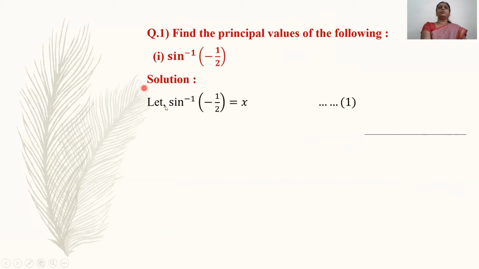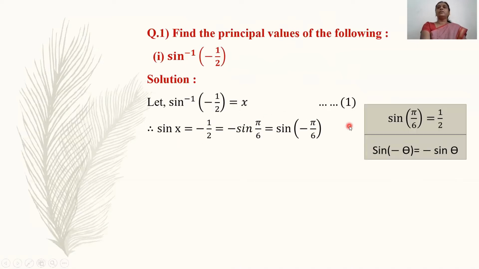Then you write down in the solution, let that function as it is, sine inverse minus half is equal to x, and treat this as equation 1. Now take this sine inverse to the right hand side, you will get sine x is equal to minus half. Now you know that value of sine pi by 6 is half. Value of sine pi by 6, that is value of sine 30. Pi by 6 means 30. Sine 30 is half. Therefore, you write down this minus sign as it is, and for this 1 by 2, you write down sine pi by 6.